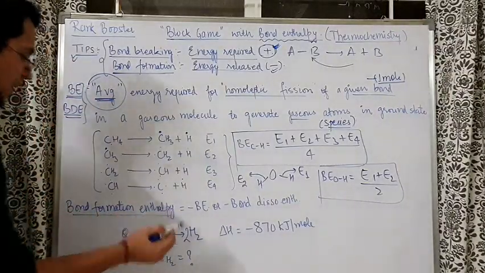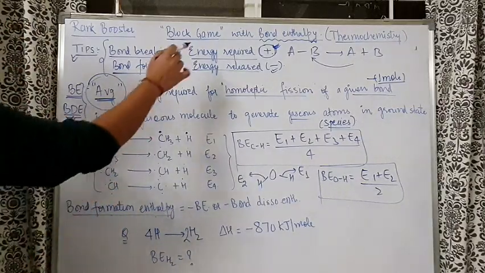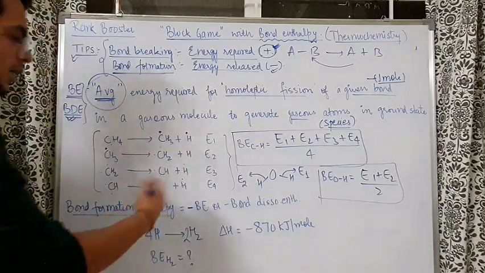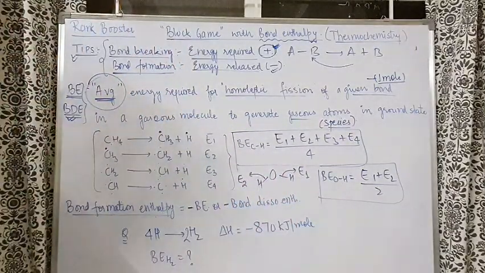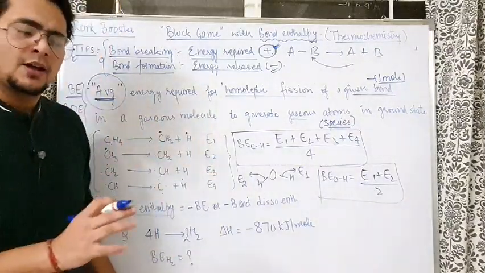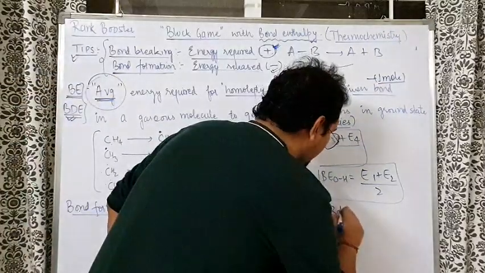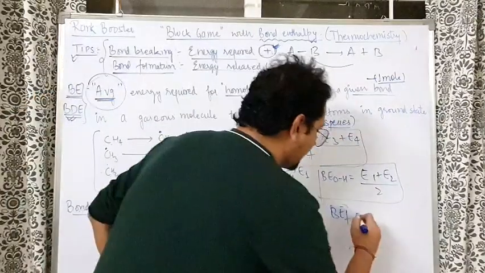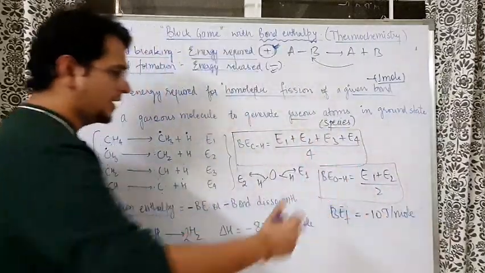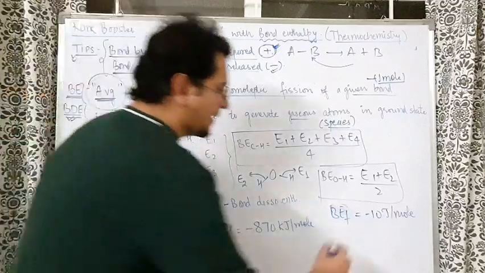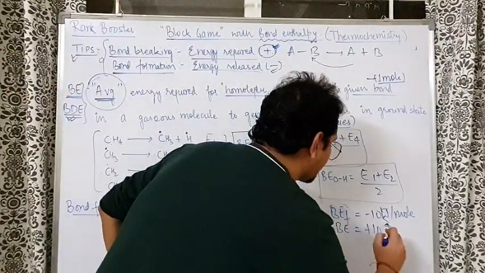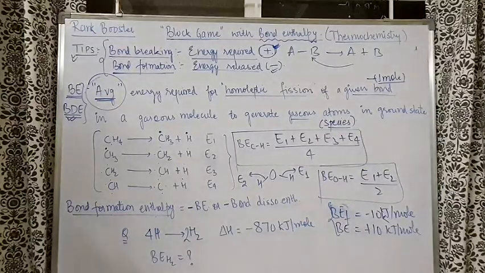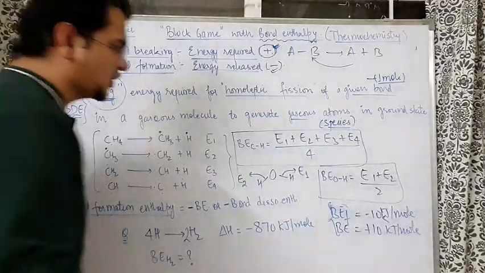Now, one more thing is there, bond formation enthalpy. I think that's obvious. If bond dissociation enthalpy is positive, then bond formation enthalpy is negative. So bond formation enthalpy is minus times the bond enthalpy, or minus times the bond dissociation enthalpy. So whenever a question gives you the bond formation enthalpy as, for example, minus 10 joule per mole, or minus 10 kilojoule per mole, then the bond enthalpy will be plus 10 kilojoule per mole. So immediately you can convert the bond formation enthalpy into the bond dissociation enthalpy, or simply bond enthalpy, by multiplying with a negative sign or simply changing the sign.